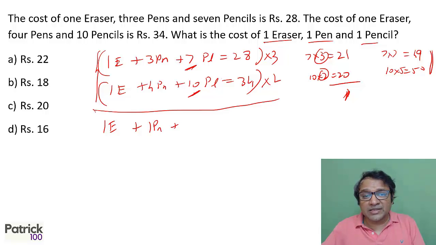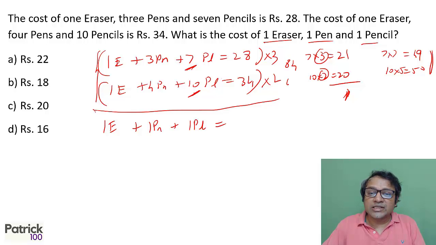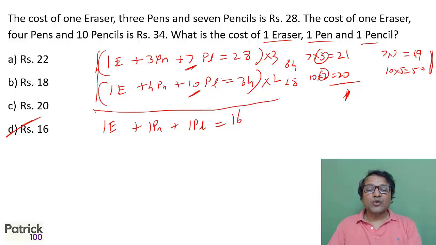7 3s are 21 pencils, minus 20 pencils will give you 1 pencil, which will be equal to 28 3s are 84, 34 2s are 68. If we subtract, we'll get 16. So the answer will be 16. So look at the higher values to get the combination, whatever number is required. It's easier to get it that way.